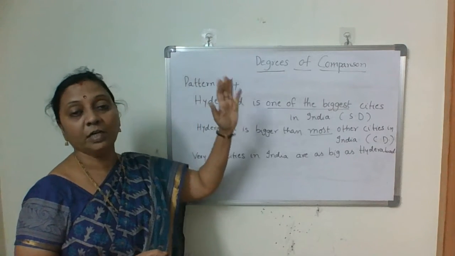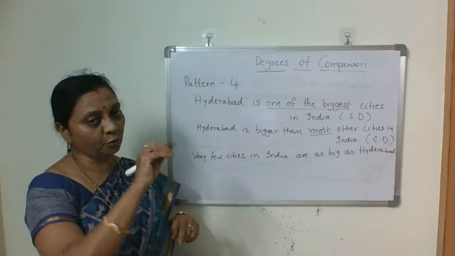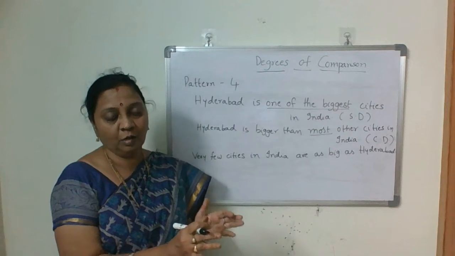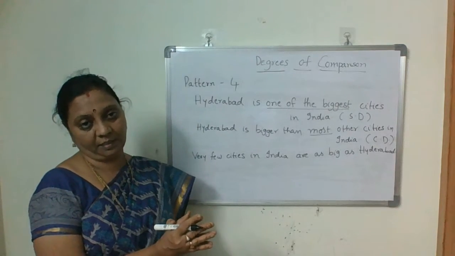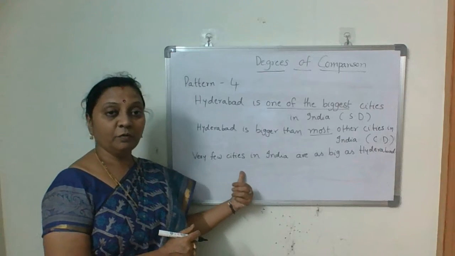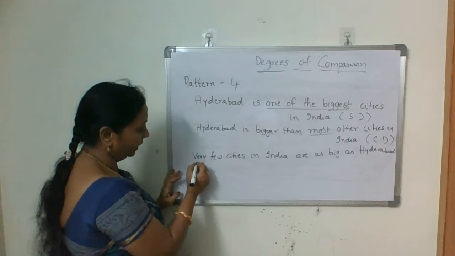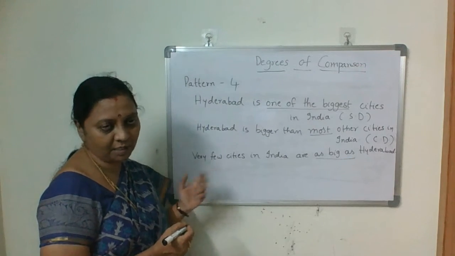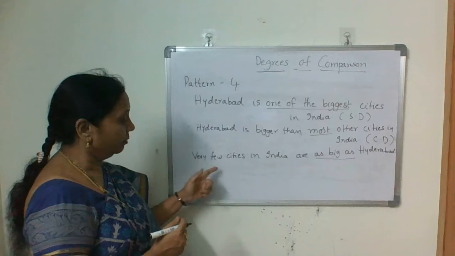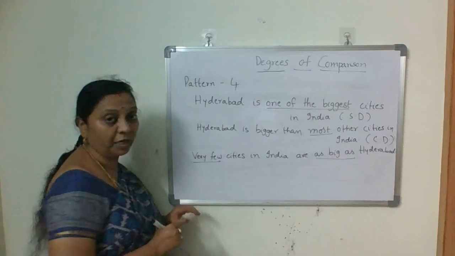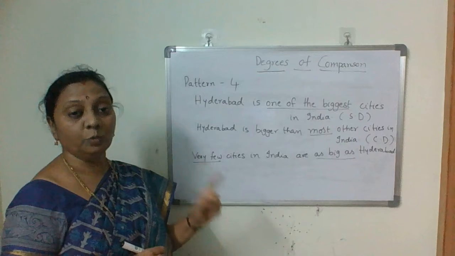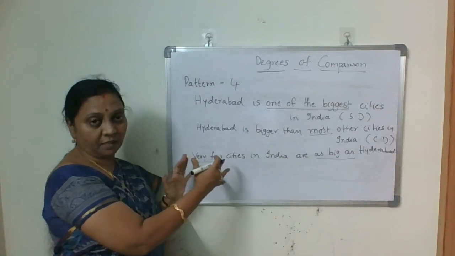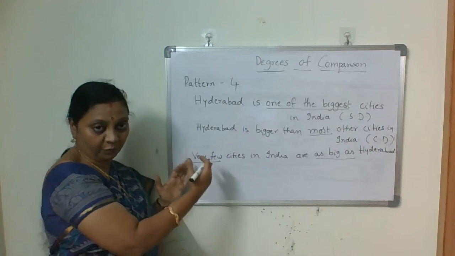There, he is the only boy in the class, so we have used "no other boy". Here, in superlative, it is only one of the cities, one of the biggest cities. Then we have to see that "very few cities in India are as big as" is a common expression. It is in positive degree, as the expression is common. But the only thing is here you have to write "very few". There in the previous pattern it was "no other". Here "very few" means some cities are there just like Hyderabad.